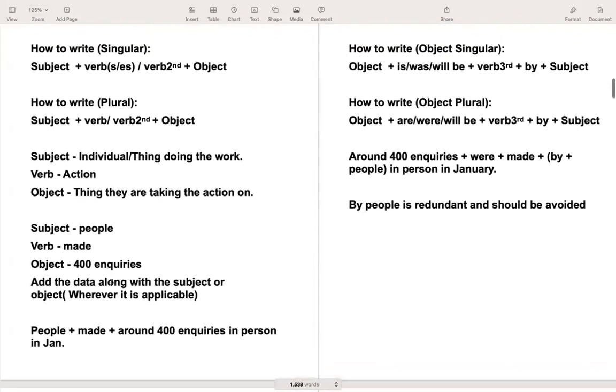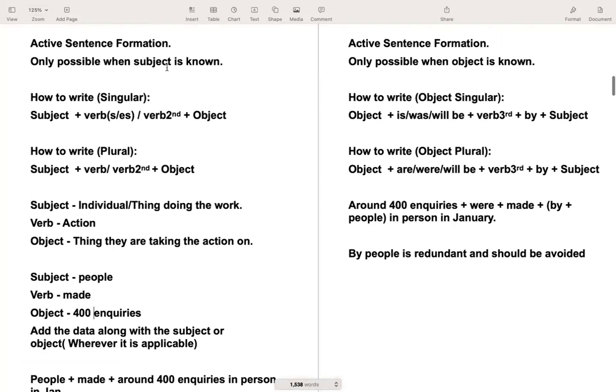For making this sentence, there's one condition though. You have to know what the subject is. Otherwise, you won't be able to start. See, the first thing that you need to write is the subject. How would you start the active sentence formation if you don't know the subject? Subject pata hona bahut zaruri hai. You have to know the subject for this. So that's how you make this sentence. This is the second sentence.